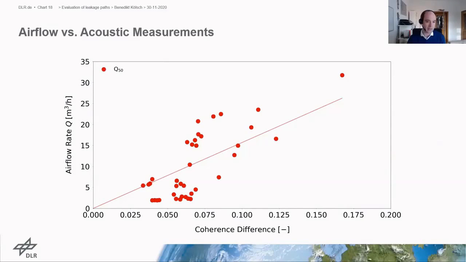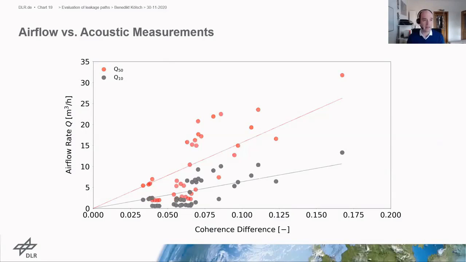So we could at least estimate the order of magnitude of the size of the leak with the coherence difference from these acoustic measurements. We did the same analysis for the airflow at 10 Pascal and the airflow at 4 Pascal as well. Here we only changed the airflow rate, but the coherence is not changing. And we see that the absolute difference between this fitted line and the airflow rates is decreasing with decreasing evaluated pressure differences.